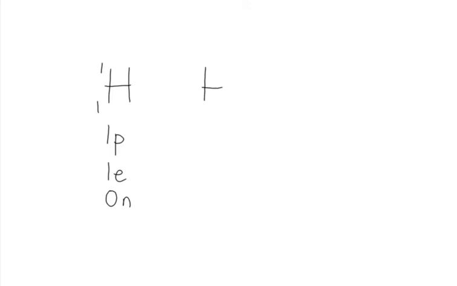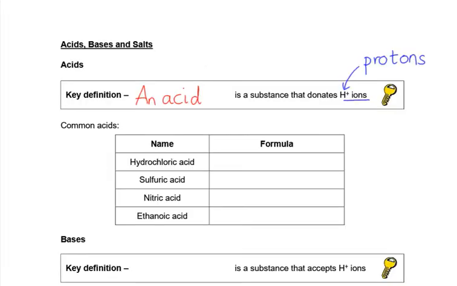So if we consider the H plus ion, well, it still has the one proton in the nucleus, but it's lost its electron. So it now has no electrons and no neutrons, and now we can maybe understand why a chemist might call a H plus ion just a proton, because that's all it is. It's just one proton and no electrons and no neutrons. So we might refer to an acid as a proton donor or as a substance that donates H plus ions.